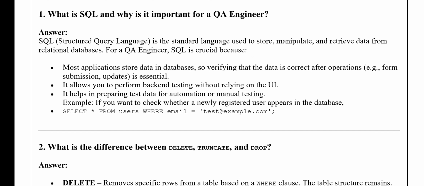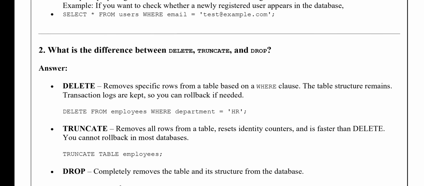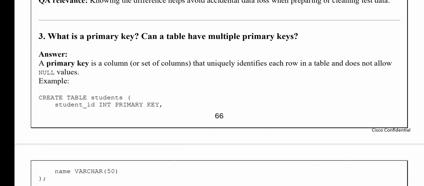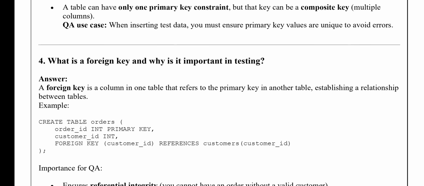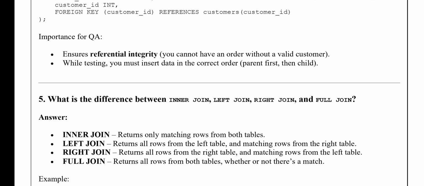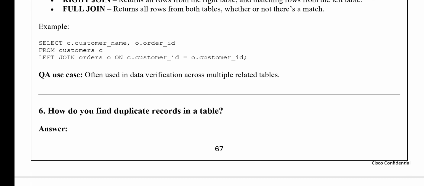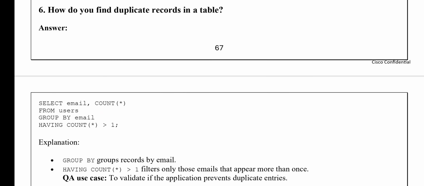What is SQL and why is it important for a QA engineer? Difference between delete, truncate and drop. What is a primary key? Can a table have multiple primary keys? What is a foreign key and its importance? Difference between all types of joins. How to find the duplicate records in a given table.